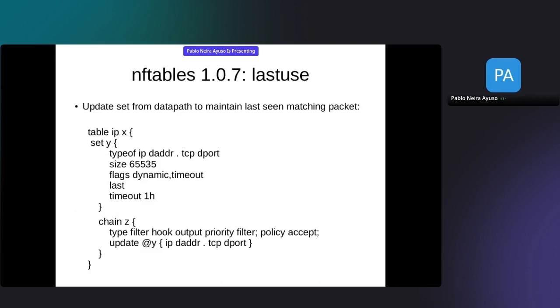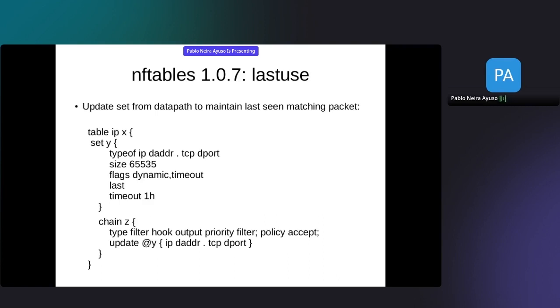Another feature that is available in nftables 1.0.7, which has actually been there in the kernel for a while, but I lacked the time to finish the user space part, is the last used expression. This allows you to specify that you want to store the last time that a packet has matched an element. It can also be used for rules, but in nftables what matters are sets and maps, so it's better to use this feature in sets.